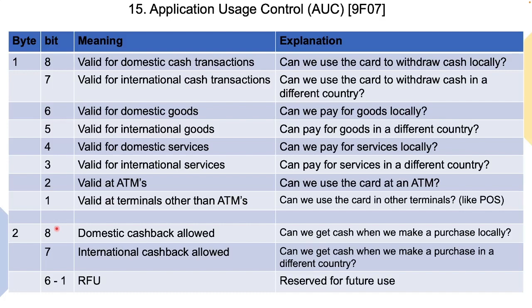So let's see what application usage control actually controls. If we are planning to issue a card to market, do we want the card to be used to draw cash locally, to go to an ATM and withdraw cash from a domestic ATM? So we're looking at where the currency code of the terminal and the card are the same. If you say yes, then this will be a yes or 1.